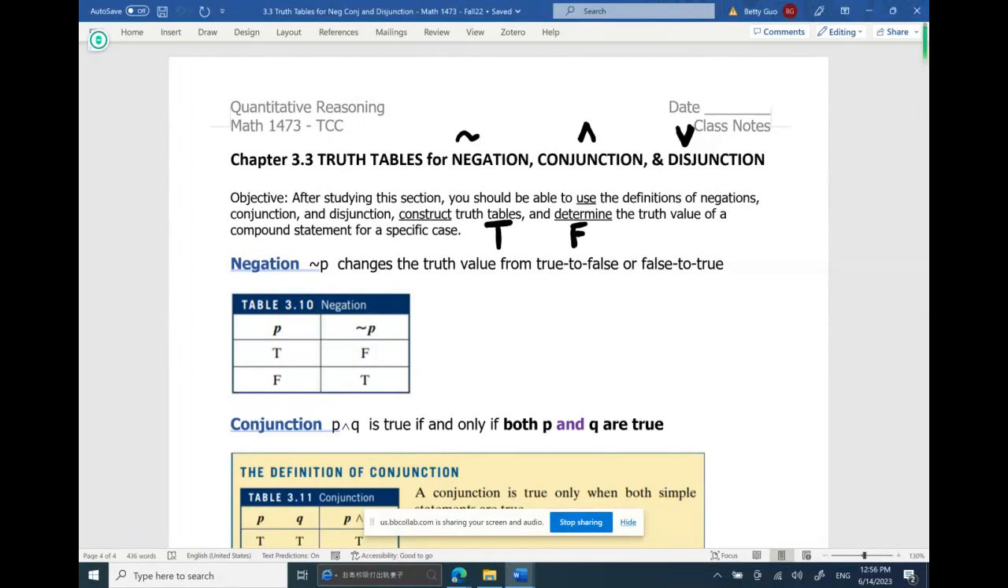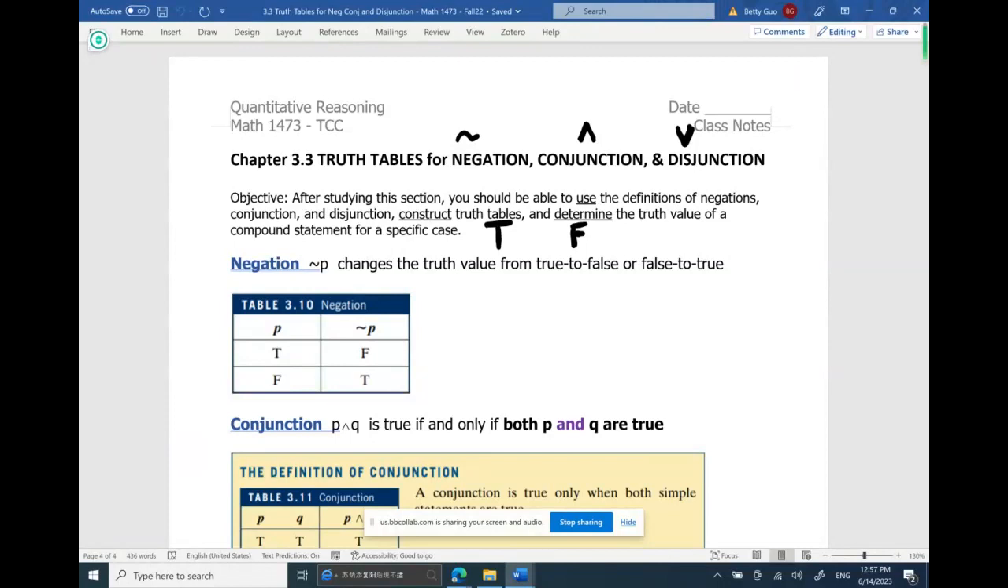The objective of this section is to use the definitions of negations, conjunction, and disjunction to construct truth tables and determine the truth value of a given compound statement for a specific case. Truth value refers to T or F. To be a statement, the sentence can only be true or false, cannot be both simultaneously.